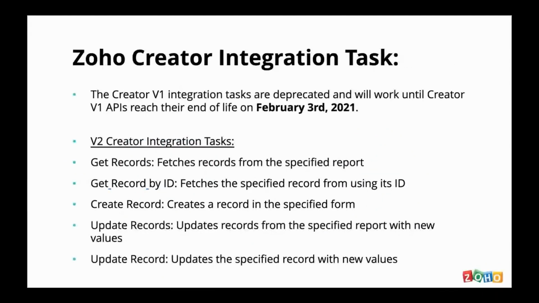For this, V1 integration tasks are already deprecated. They will be in working condition till February 3rd, 2021. After that, even the particular V1 API which is pre-written will be completely removed and will not be in working condition. That is the V1 API integration task. Here we have the list of V2 integration tasks like get record, get record by ID, create a record, update record, or update a specific record.